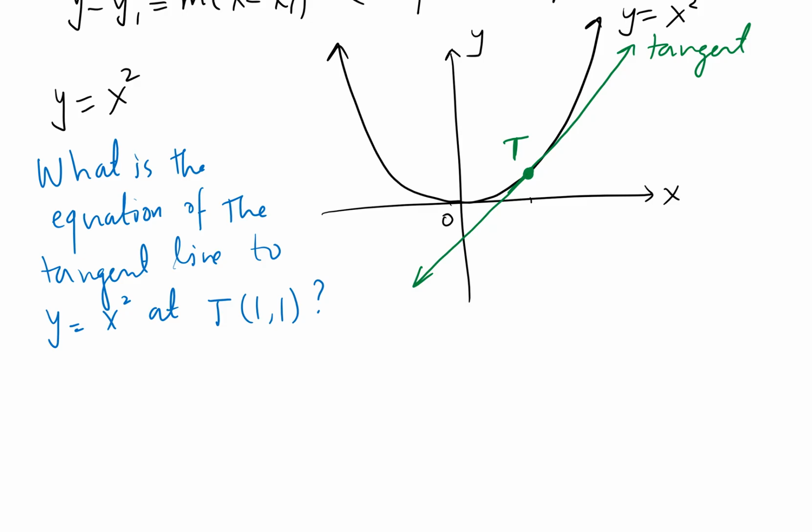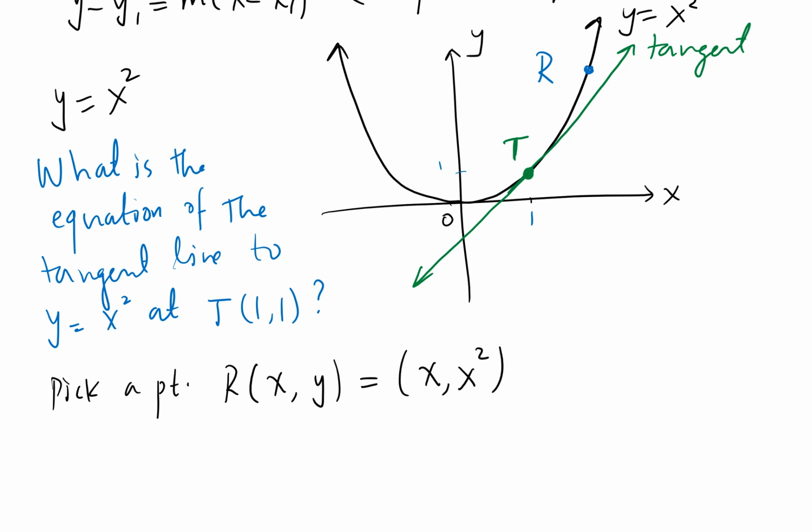To do so, what we need to do is find the equation of that line. We pick any point R on the graph, with coordinates (x, y), which you can write as (x, x squared). And what we're going to do is connect R with T. That'll give me a secant line. So now RT is a secant line.